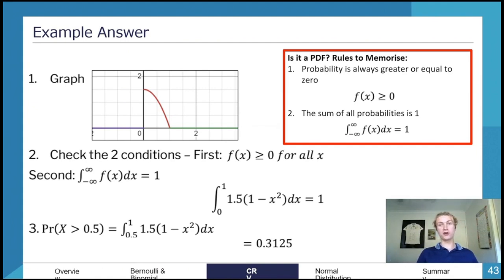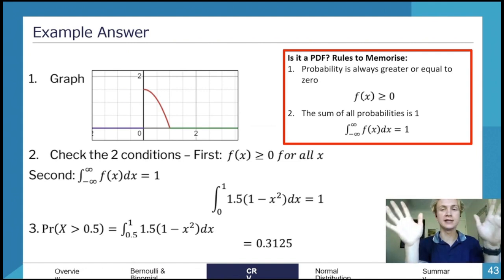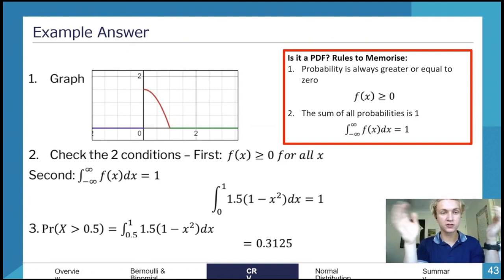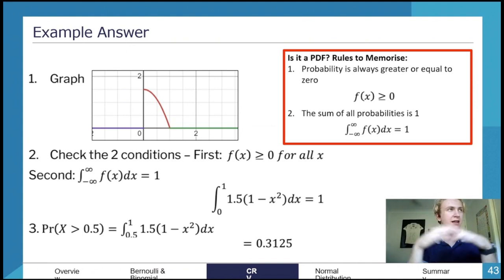Check the two conditions. There are two rules that you have to memorize for whether it is a probability density function, or PDF. Number one, the probability is always greater than or equal to 0. So f of x is always greater than or equal to 0. Here we can see it is, because f of x does not go below 0. It never goes negative, because how do we have negative probability? Number two, the sum of all probabilities is 1.